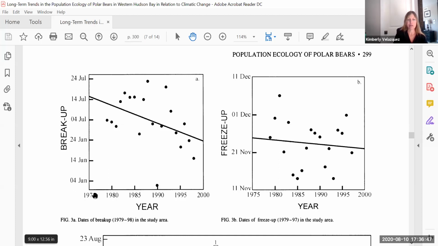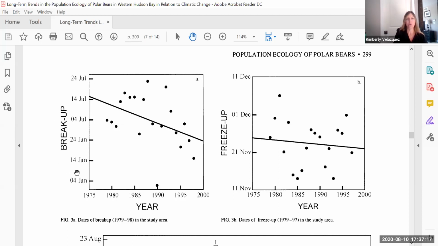Remember that the independent variable is the thing you're manipulating or changing, and the dependent variable is dependent upon the independent. So in this case, whatever breakup is, I'm assuming it's breakup of ice, is dependent on what year it was. And then the scientists have very appropriately inserted a trend line so that it's not just a bunch of scattered data points. They're showing the actual trend in the data.